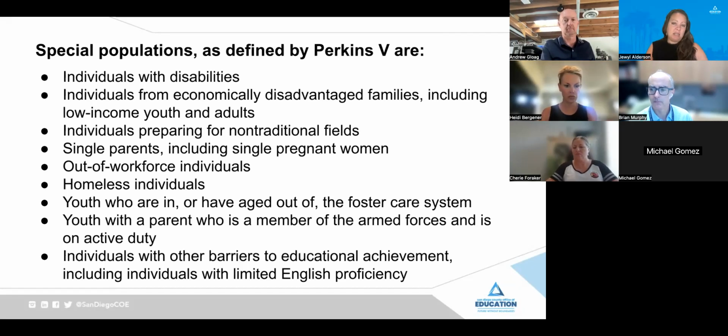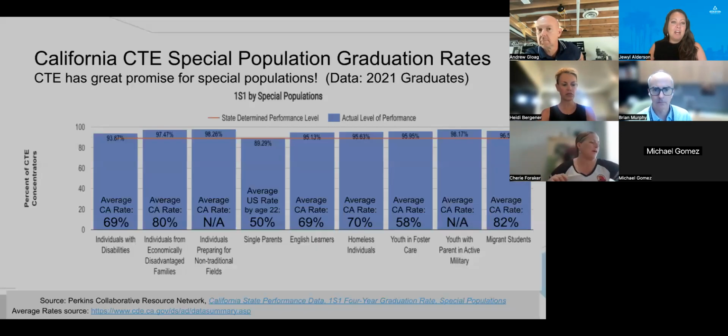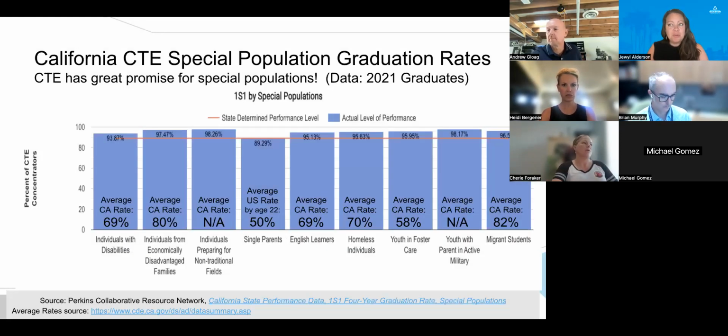So in CTE, we have a category of students called special populations, defined by Perkins 5. And you can see that list here, right? This overlaps with a lot of the special populations that we see called out on the CCI, which we'll look at later, and some other areas. Interestingly, I was shared a little bit of this data in the last week. If you look at graduation rates for special populations, they are phenomenally higher for students who are CTE completers.